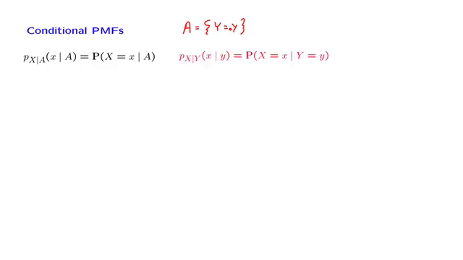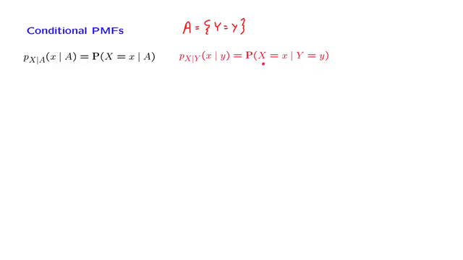We have already introduced the concept of the conditional PMF of a random variable x given an event A. We will now consider the case where we condition on the value of another random variable y. That is, we let A be the event that some other random variable y takes on a specific value little y. In this case, we're talking about a conditional probability of the form shown here.